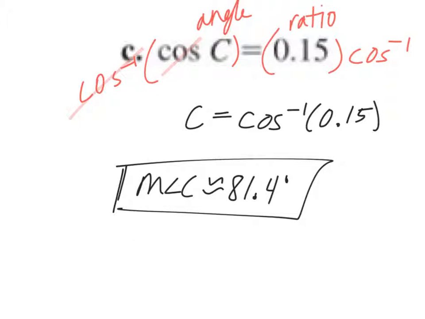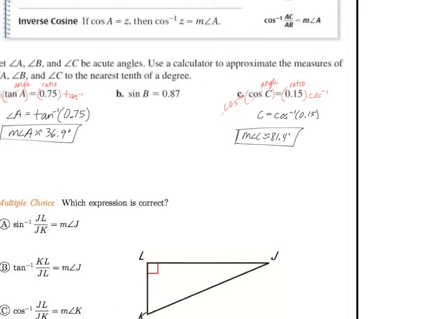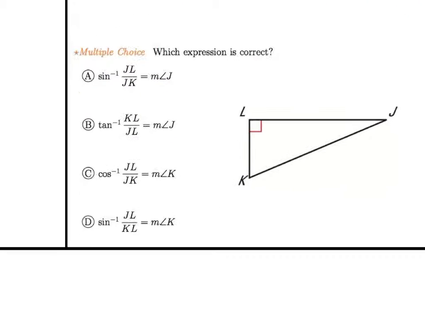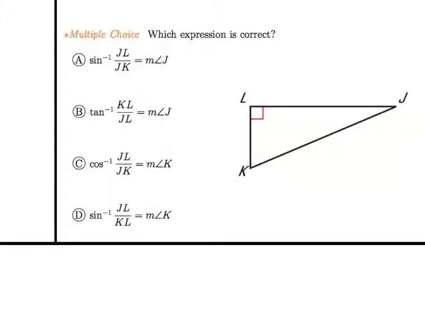Let's look at the next one's multiple choice. We have to decide which of these are correct. The first two are looking from angle J, so let's mark that as like your reference angle. So if we're looking from angle J, then JL is my adjacent, this is my opposite, that's my hypotenuse.